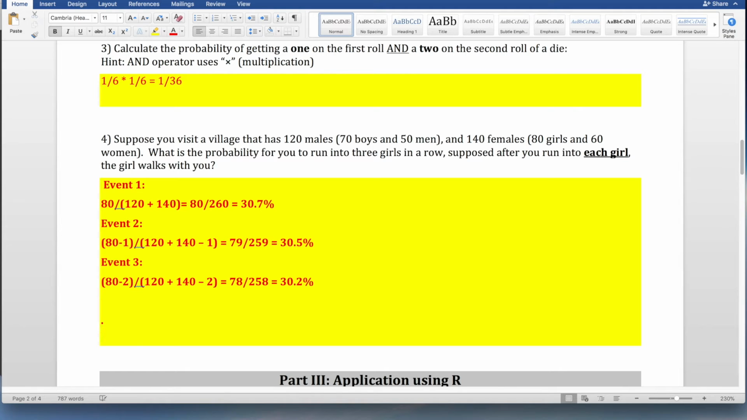To do that easily, we would want to convert these percentages into decimals. So we would have 0.307 times 0.305 times 0.302, and the value that we get is 0.028, which equals 2.8%. So that means the probability of these 3 events occurring would be 2.8%. So the probability of running into 3 girls in a row would be 2.8%.